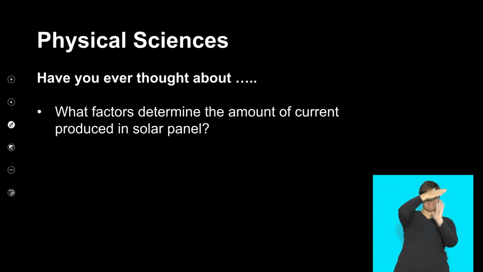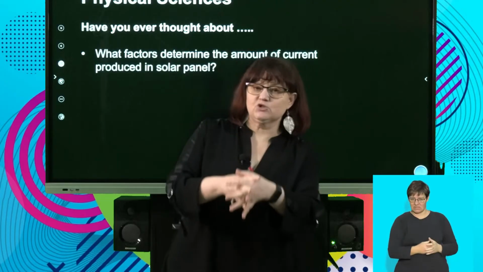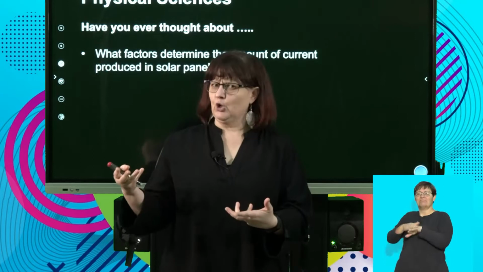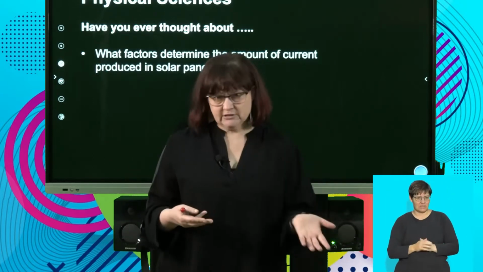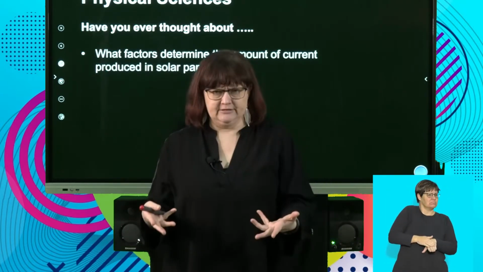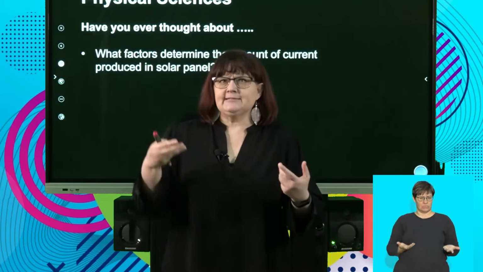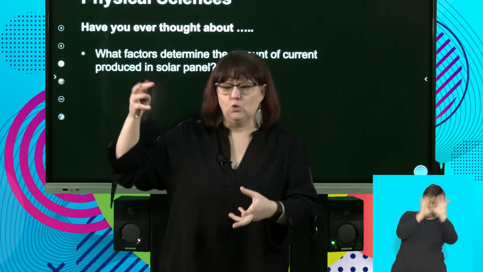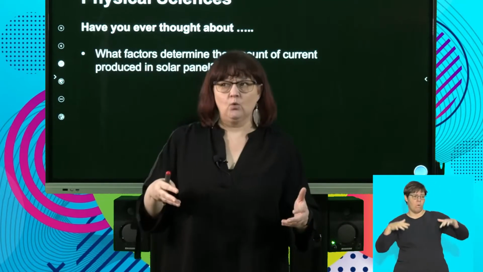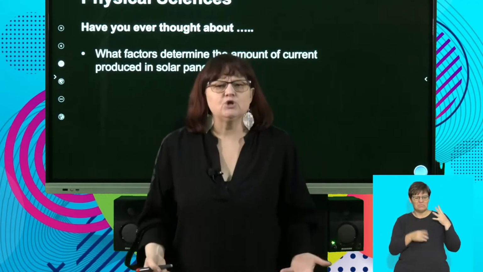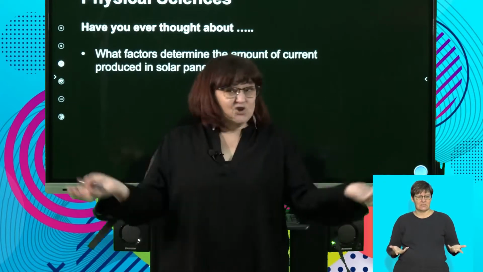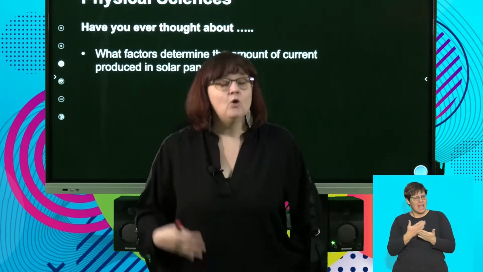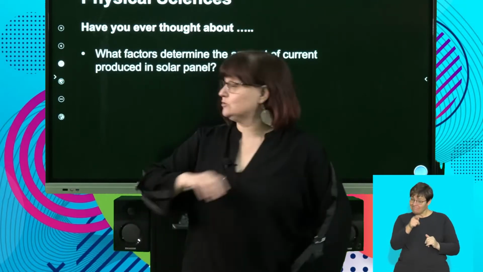So, have you ever thought about what factors determine the amount of current produced in solar panels? We know we want to move towards solar panels. It's a much greener energy source, but how do they know how much current is going to be produced? Does it matter if it's really bright or overcast, or what are those things that determine the current? It's not just, let's hope we get enough current. We can actually work all of that out, which is important.